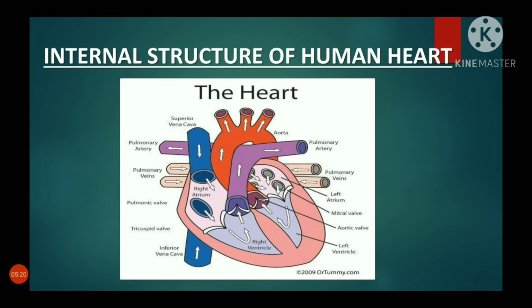Here, the right and left pulmonary arteries, you can see in purple color. The pulmonary arteries supply deoxygenated blood to the lungs of the respective side. You can see the arrows. The right and left pulmonary arteries supply the deoxygenated blood to the lungs.